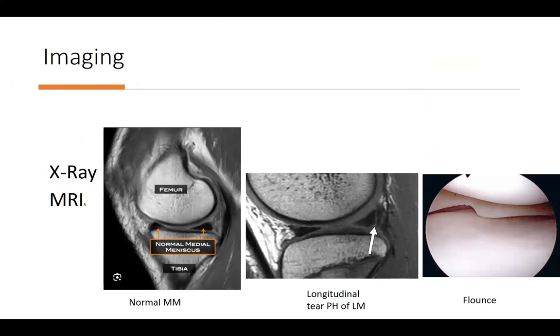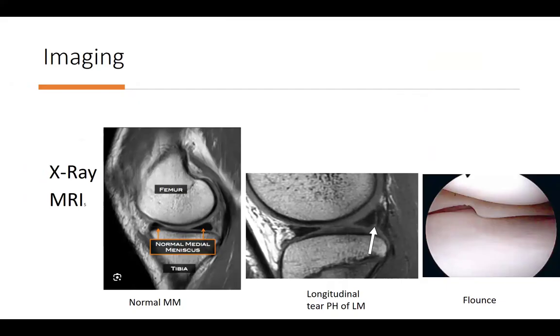So in terms of our imaging, preliminary x-rays do have a role. They may be used to determine any concomitant bony pathology, including to rule out fracture or any loose bodies within the joint, as well as an overall assessment on the degree of arthritis and alignment, which can have an effect on the treatment plan. However, the gold standard imaging modality to determine the presence of a meniscal tear is MRI, noted to be greater than 90 to 95% sensitive and specific.